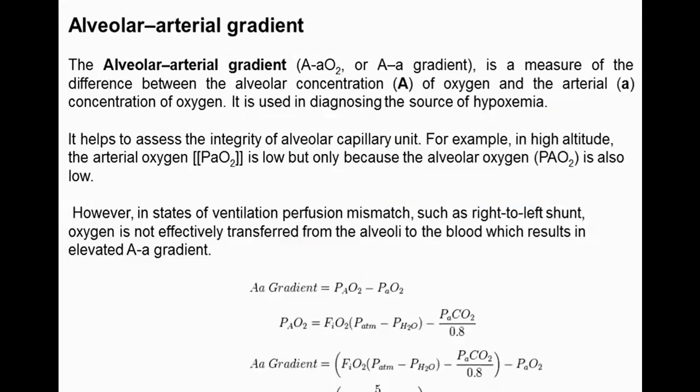A-a gradient. What is the A-a gradient? It's the alveolar-arterial gradient. What is meant by the alveolar-arterial gradient? It is a gradient. As we discussed before, everything in this world moves by a gradient. Diffusion is a gradient, everything. Wind moves with a gradient. Why is wind created? Because there is a difference in the pressure gradient of air from one part to another.